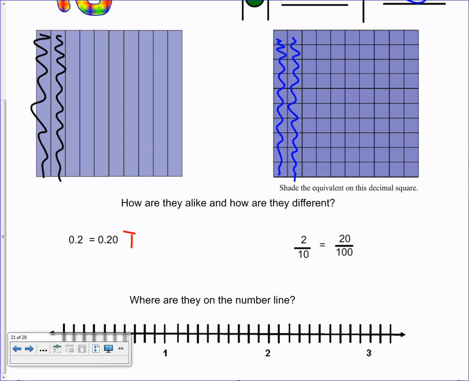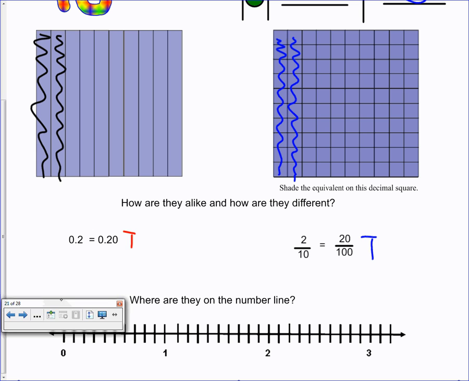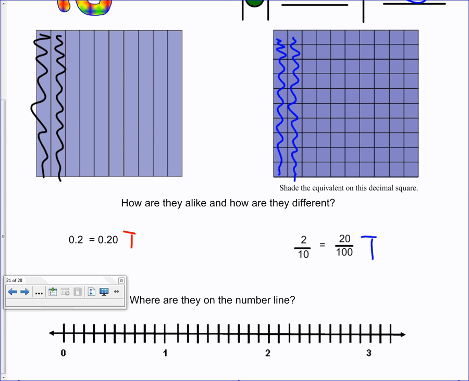So therefore, is 2/10 the same as 20 hundredths? And that is true also. Because if I divide both of them by 10, I can simplify my fraction of 20 hundredths. Yeah, we'll leave it at that. So, where are they on the number line? Well, they're right here. 2/10 or 20 hundredths is the same place right there.